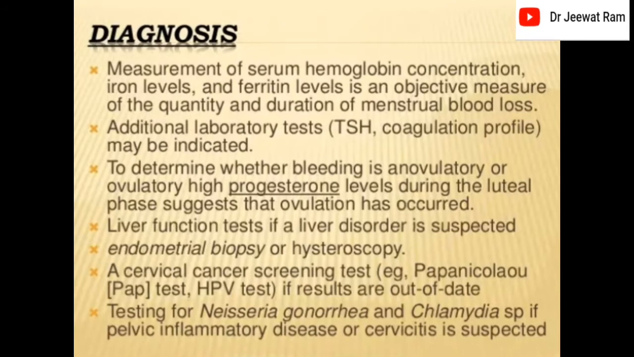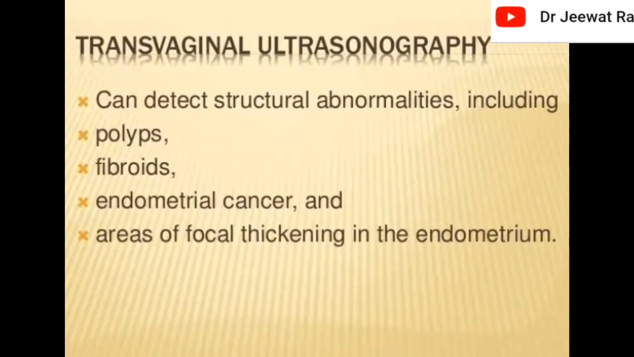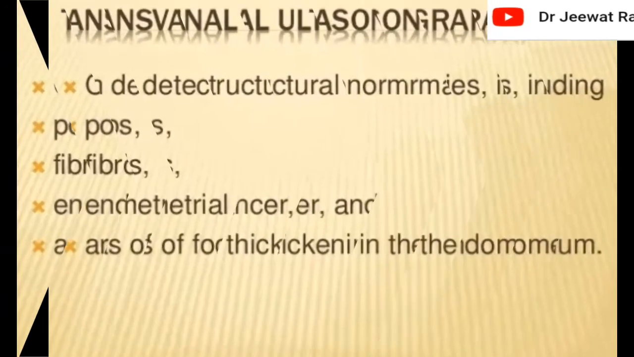Endometrial biopsy or hysteroscopy. A cervical cancer screening test, Pap test or HPV test, if results are out of date. Testing for Neisseria gonorrhoeae and Chlamydia species if pelvic inflammatory disease or cervicitis is suspected. Transvaginal ultrasonography can detect structural abnormalities including polyps, fibroids, endometrial cancer, and areas of focal thickening in the endometrium.